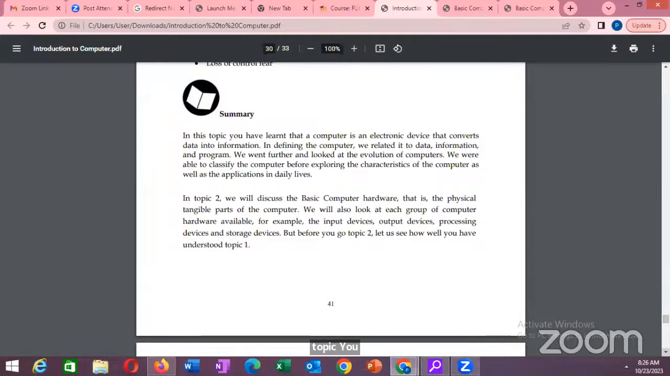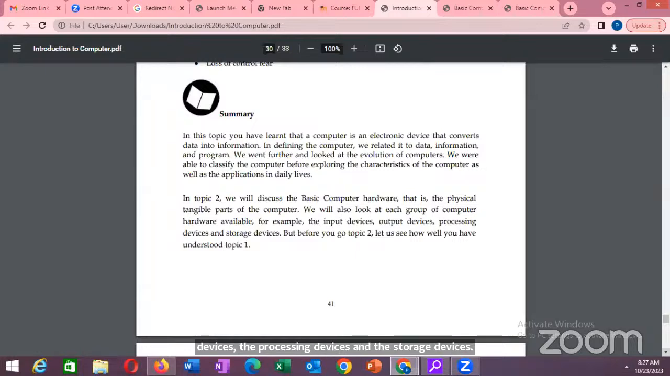So in this topic, you have learned that a computer is an electronic device that converts data into information. In defining computer, we related it to data, information, and programs. So we went further and looked at the evolution of computers. We were able to classify the computer before exploring the characteristics of the computer as well as the application in daily lives. So in our next topic, we will discuss the computer hardware, that is the physical, tangible parts of the computer. We will also look at each group of computer hardware available. For example, the input devices, output devices, the processing devices, and the storage devices.